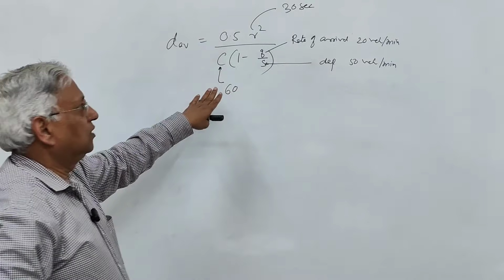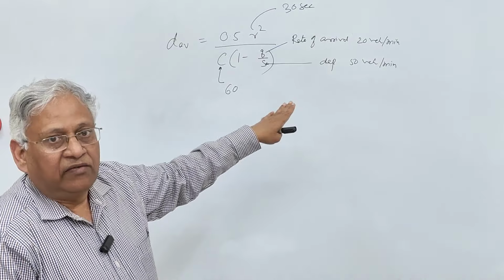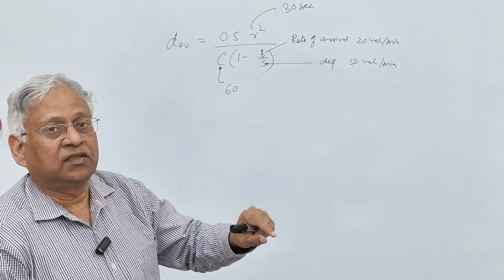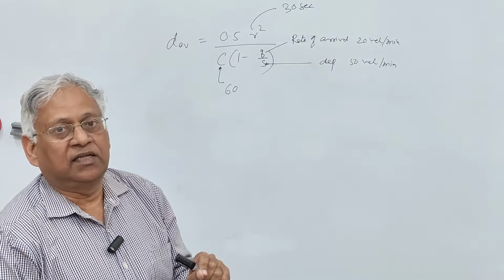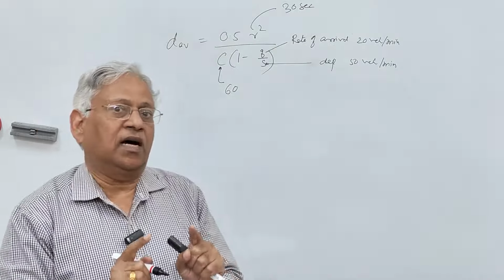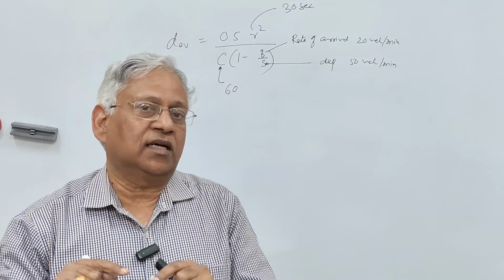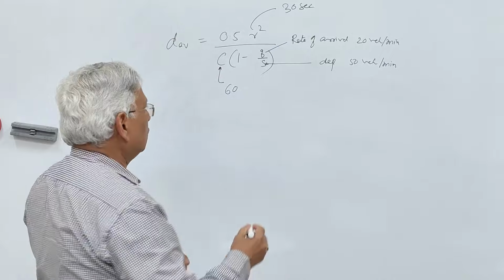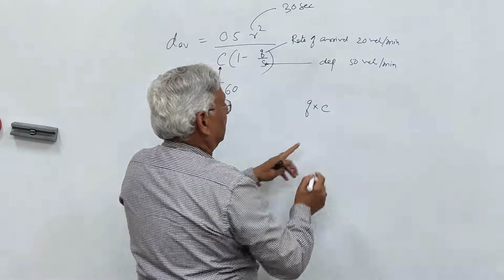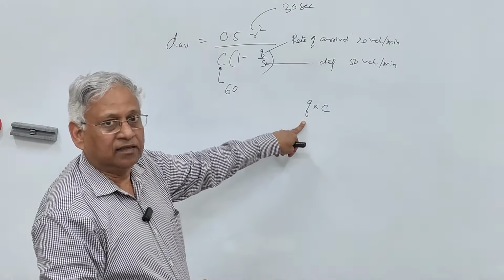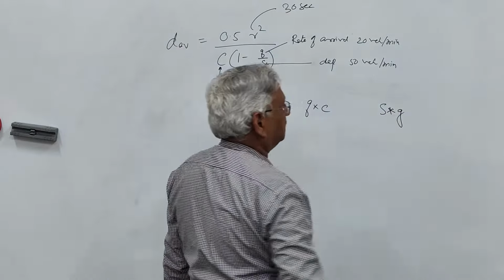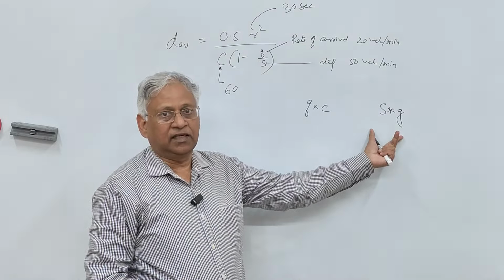You can directly put these values in this equation. You can calculate what is the average delay. But this equation is for under-saturated condition, and therefore you must ensure that the condition given in the question is under-saturated. Means how many vehicles are arriving in a cycle and how many vehicles are able to depart in a cycle. Q into C: Q is the rate of arrival multiplied by the cycle length. These are the number of vehicles arriving in a cycle. And S is the rate of departure multiplied by green time. That is the number of vehicles that can depart in a green time.